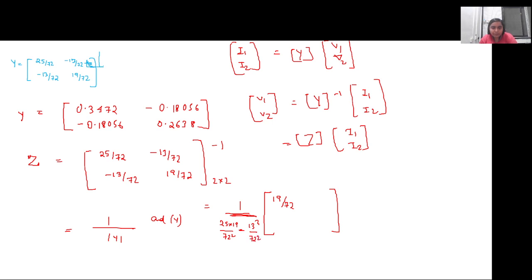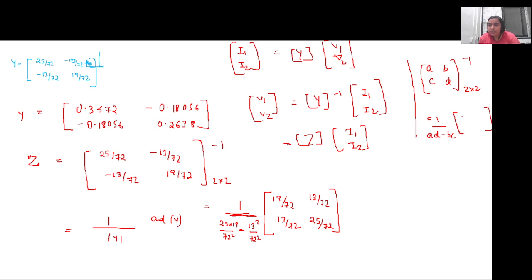This will be the determinant, and in case of finding the adjoint matrix, it is just interchanging the A and D parameters, that is 19 by 72 will go here and 25 by 72 will come here, and the signs of B and C will get changed. So it will be 13 by 72, 13 by 72. Just so I'm letting you know, if we are to find the inverse of a 2 cross 2 matrix, the trick is that you have to find the determinant, so it will be 1 by the determinant, which is AD minus BC, and the adjoint matrix will be: D will go in A's place, A will come in D's place, and B and C will remain in place with a sign change. This is the trick to find the 2 cross 2 inverse matrix. This is what we have done here.